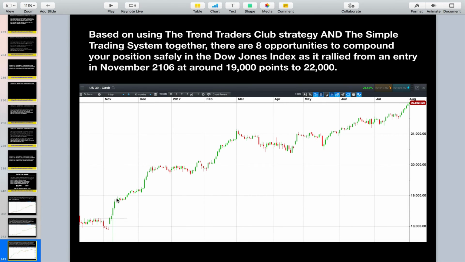Now, based on using the Trend Traders Club strategy and the simple trading system together, there were 8 opportunities to compound your position safely in the Dow Jones Index as it rallied from an entry in November 2016. Oops, got a typo there. It's supposed to be 2016. Change that. At around 19,000 points to recently 22,000 points. So there was an entry down here, and based on using the simple trading system and the Trend Traders Club strategy, there were 8 opportunities to compound all the way up here to 22,000 points.